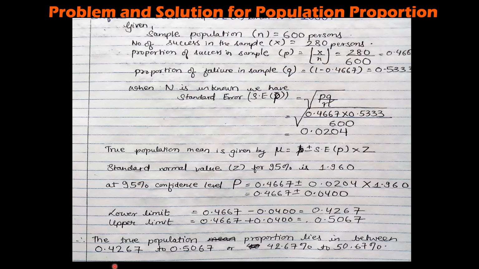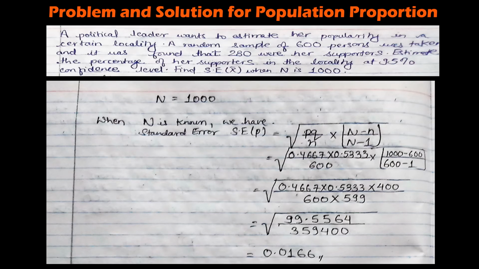So here we write the answer. The true population proportion lies in between 0.4267 to 0.5067, or 42.67% to 50.67%. Before, we did the question for when n is unknown.